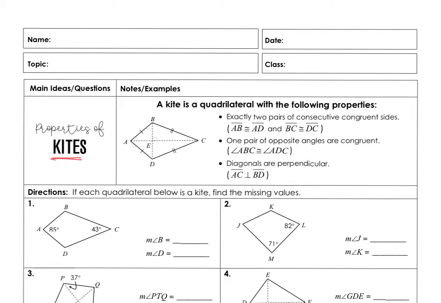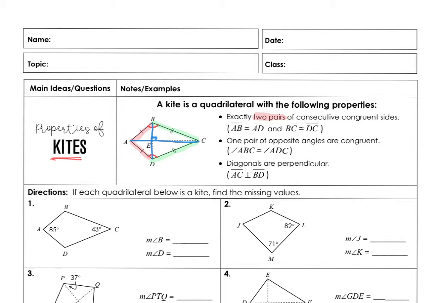Exactly two pairs, so there are four sides, two pairs of consecutive and congruent sides. So AB is congruent to AD and BC is congruent to DC. One pair of opposite angles are congruent. Angle ABC is congruent to angle ADC. And diagonals are perpendicular.